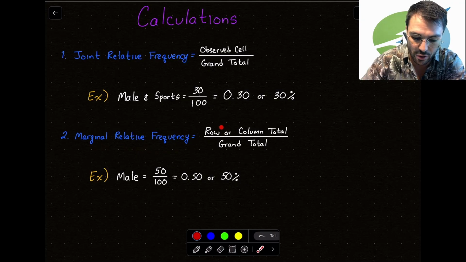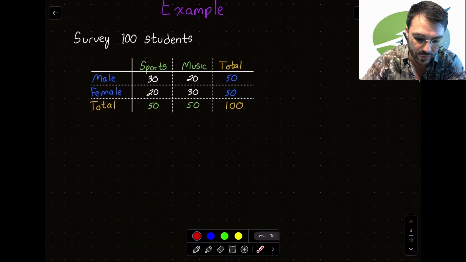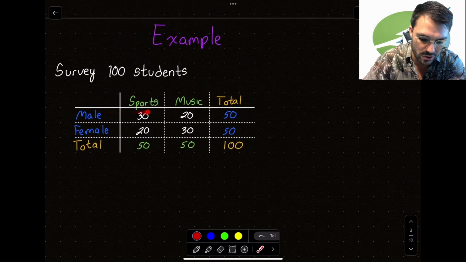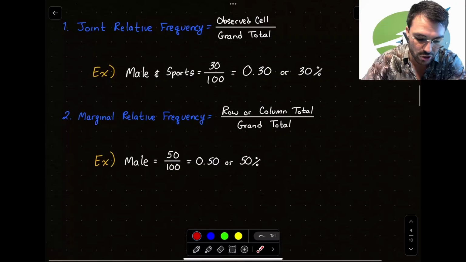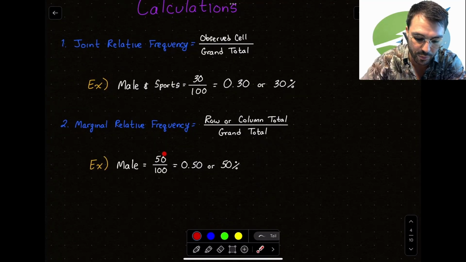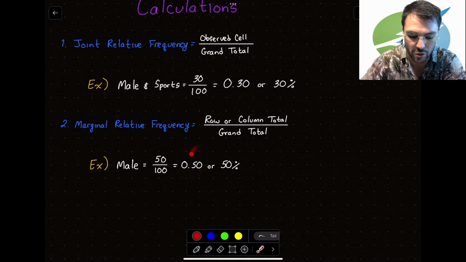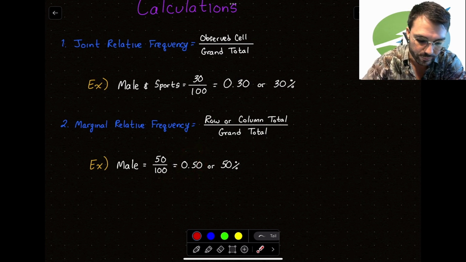Okay. Marginal relative frequency. This is given as the row or column total divided by the grand total. An example of this is, what is the marginal relative frequency for males? Males, we look at the total is 50. And the total number of students being surveyed is 100. So our marginal relative frequency will be 50 males divided by 100 students, 0.5 or 50%.